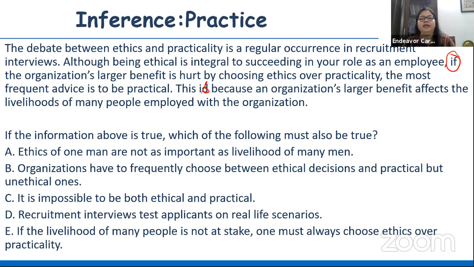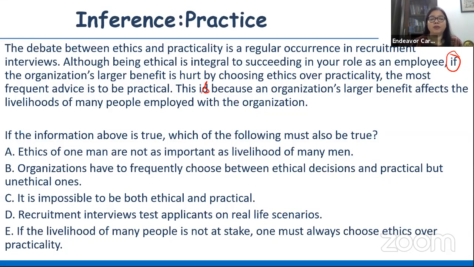Recruitment interviews test applicants on real life scenarios. The debate between ethics and practicality is a regular occurrence in recruitment interviews. So recruitment interviews test applicants on real life scenarios. The scenario can even be a hypothetical one. Why am I saying that they test applicants on real life scenarios? Where is it given? The debate occurs in recruitment interviews, which doesn't mean that they test applicants on real life scenarios.